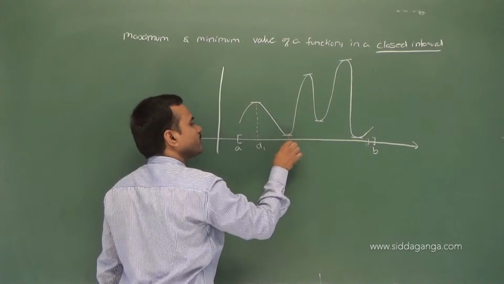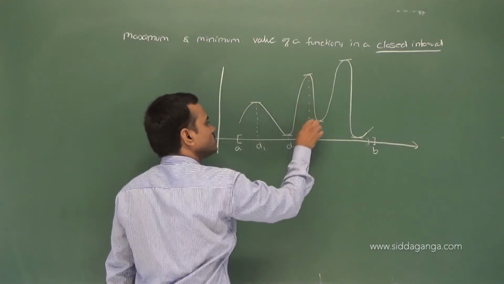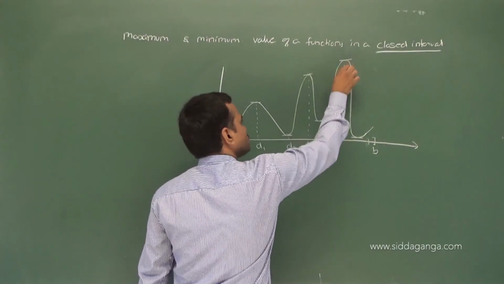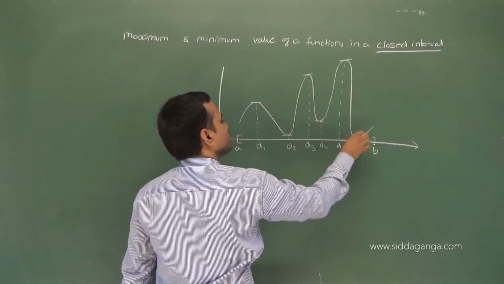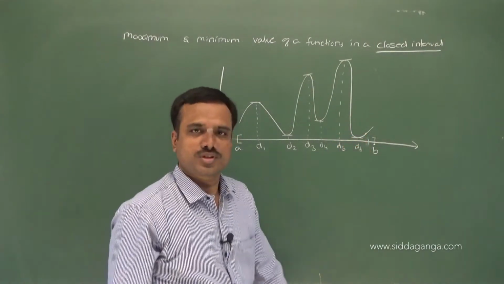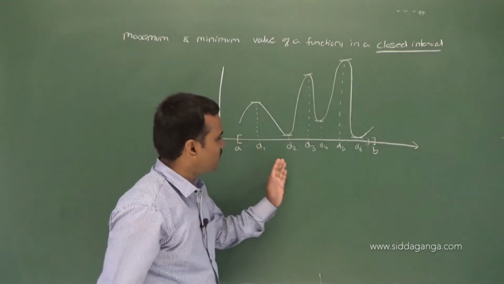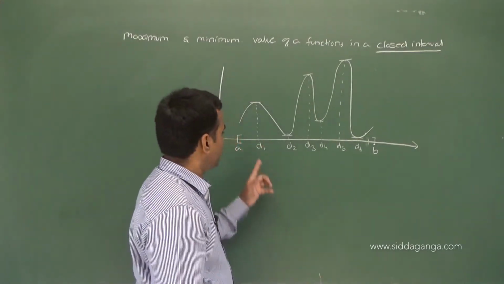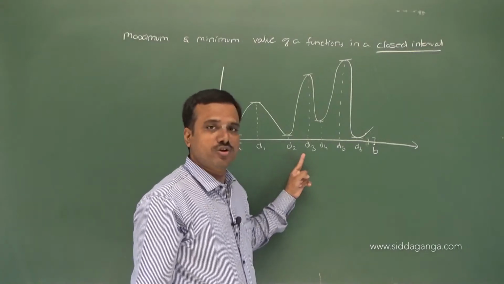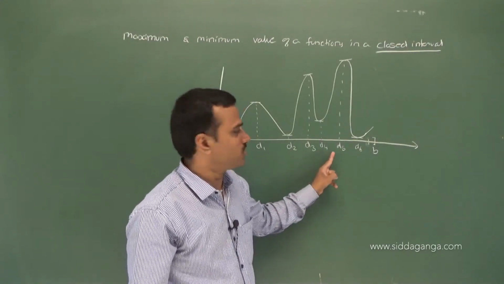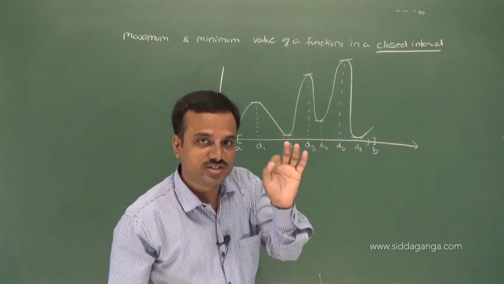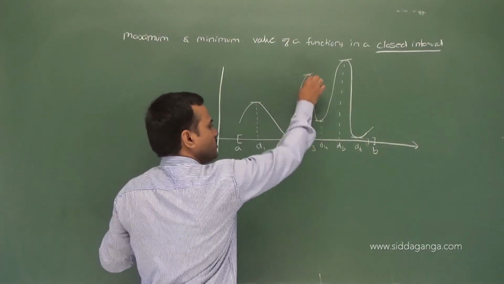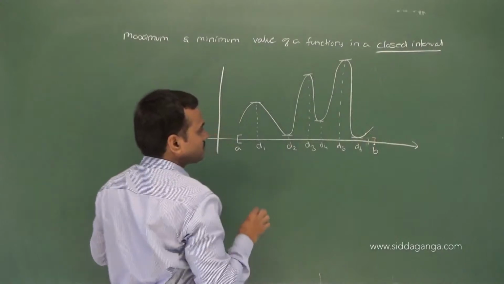D1, D2, D3, D4, D5, D6, correct? At all these points D1 to D6, the tangent is parallel to the x-axis, meaning f dash of D1 is 0, f dash of D2 is 0, f dash of D3 is 0, f dash of D4 is 0, f dash of D5 is 0, f dash of D6 is 0. This is maxima, this is minima, maxima, minima, maxima, minima.